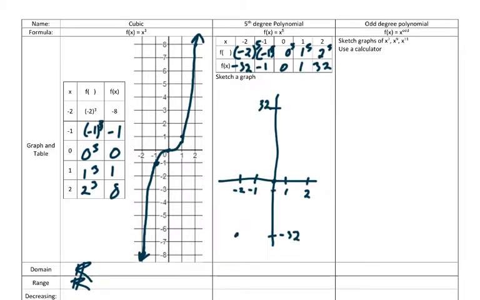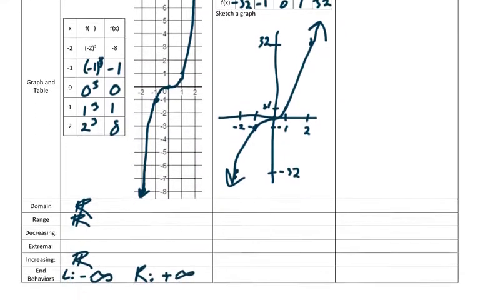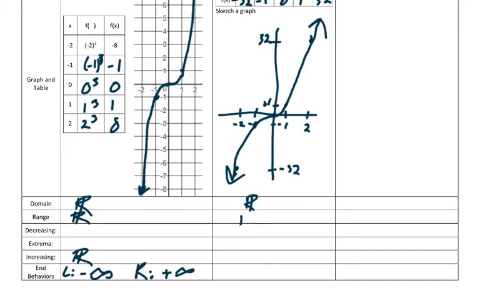This is obviously not to scale, but it's going to look something like this. It's going to have basically the same shape, right? And again, the domain is all reals. The range is all reals. There's no decreasing. It's only increasing. The left end behavior is -infinity. And the right end behavior is positive infinity.